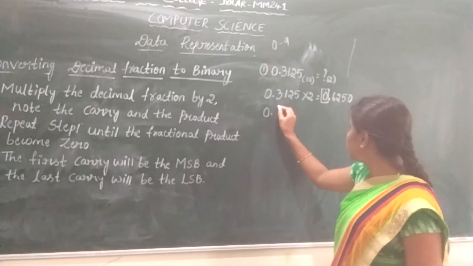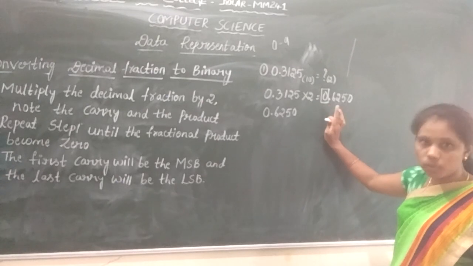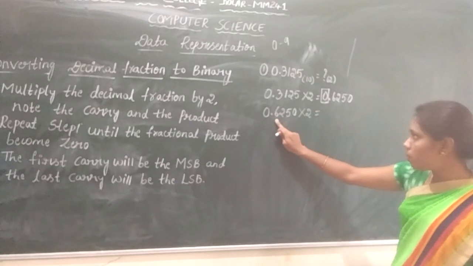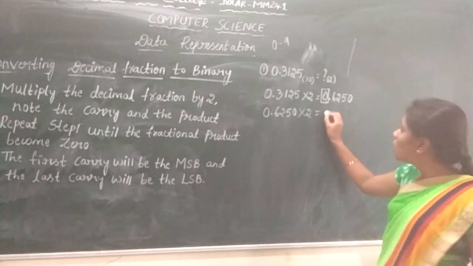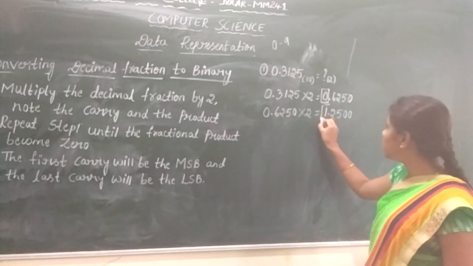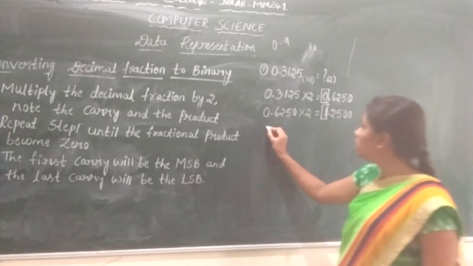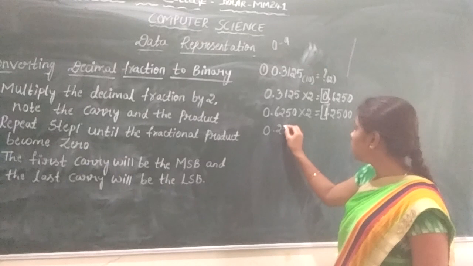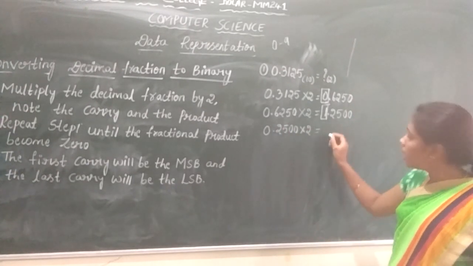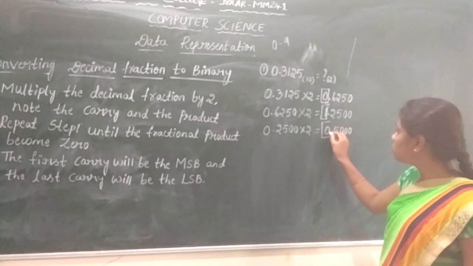Again you multiply this by 2. We need to consider only the fractional value; we need not take the integer part. Now multiply this by 2. When you multiply this by 2, you will get 1.2500. Now note down the integer part. This you omit and take only the fractional value, that is 0.2500 into 2. Now you multiply these, you will get 0.500. Now note down this.